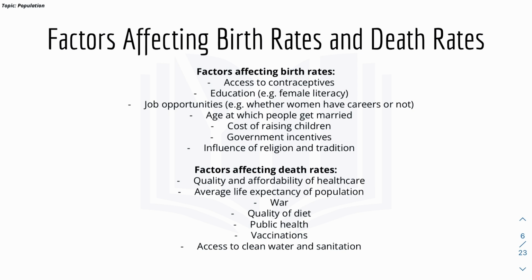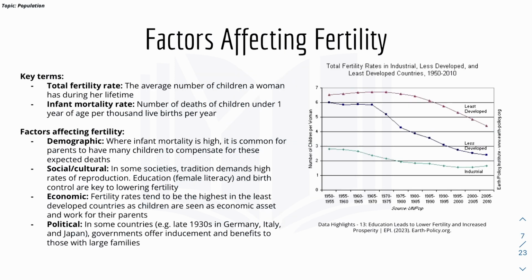And there are many factors that affect death rates as well, but the general themes are war, quality of diet, poor sanitation, average life expectancy, and the quality and affordability of healthcare. And here are factors that affect fertility, which is basically the average number of children a woman has during her lifetime. So here are the key terms for the total fertility rate and the infant mortality rate.